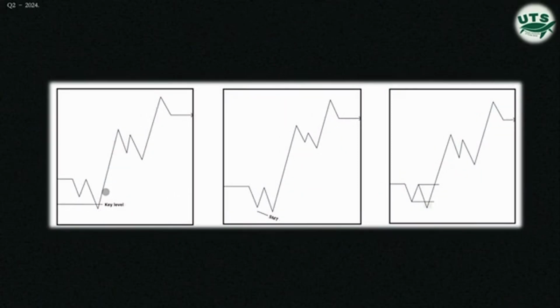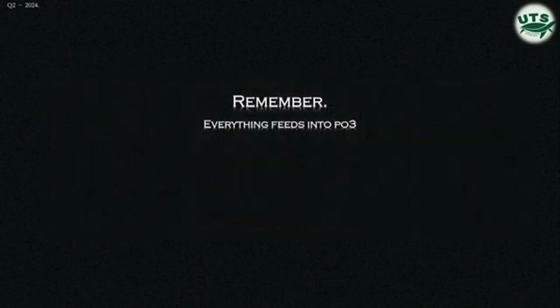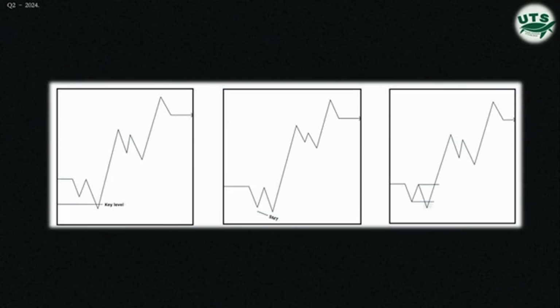Power of three. Open, key level, rally. Open, SMT, rally. Open, range, rally, right? That's all you'll ever see. This is the lens through which you see the charts. Model 1 here, right? But Model 1 came following power of three, right? Power of three doesn't happen because of Model number one, right? Model number one happens because of power of three.